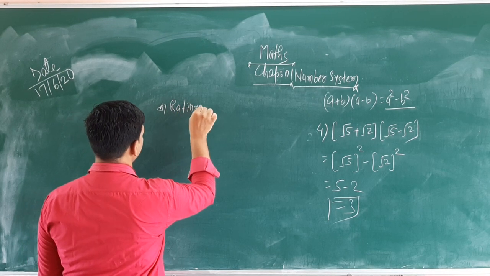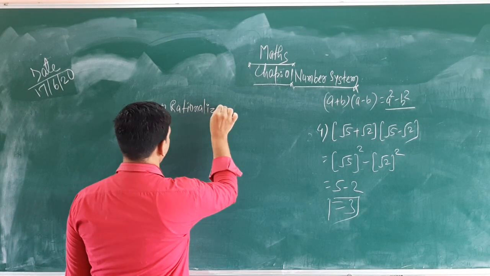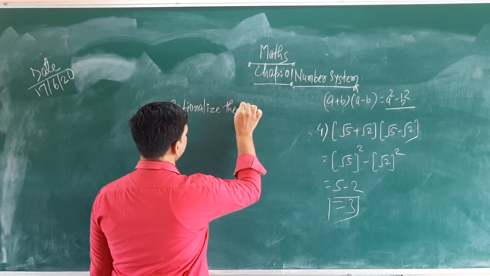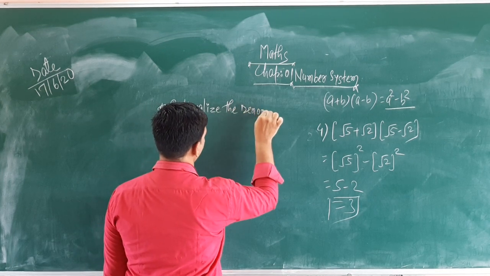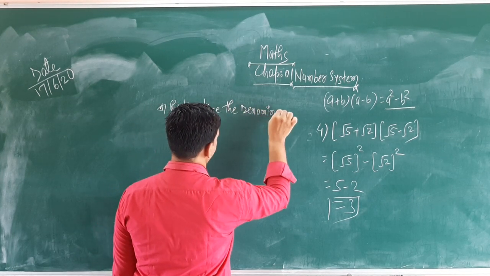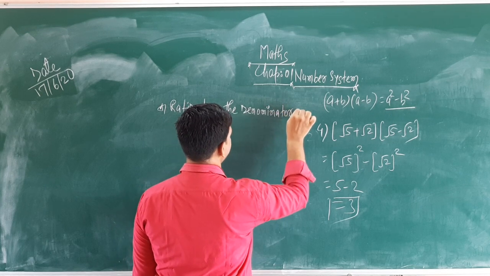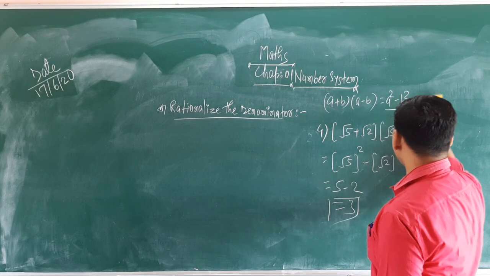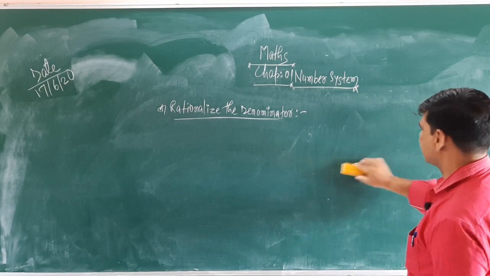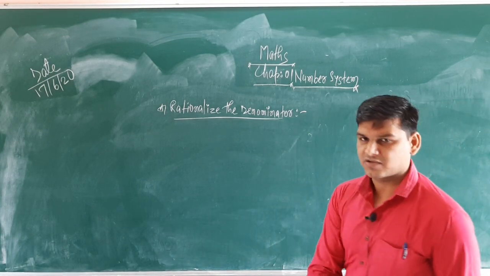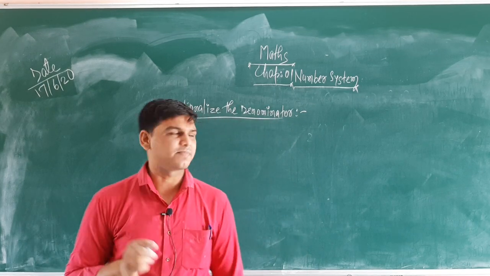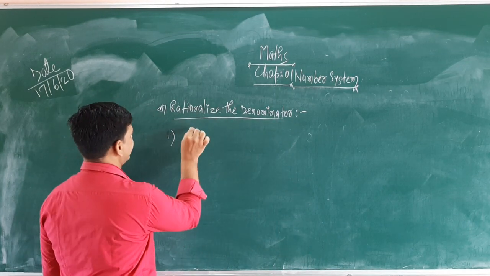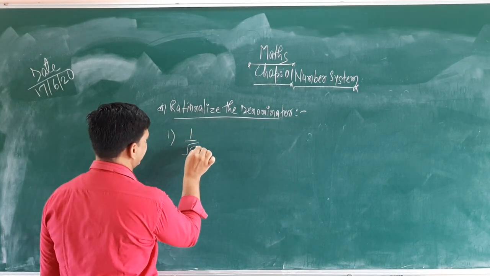Rationalize the denominator. How can we rationalize the denominator if it is in the form of an irrational number? We'll take simple examples for that, like 1 by root 7.